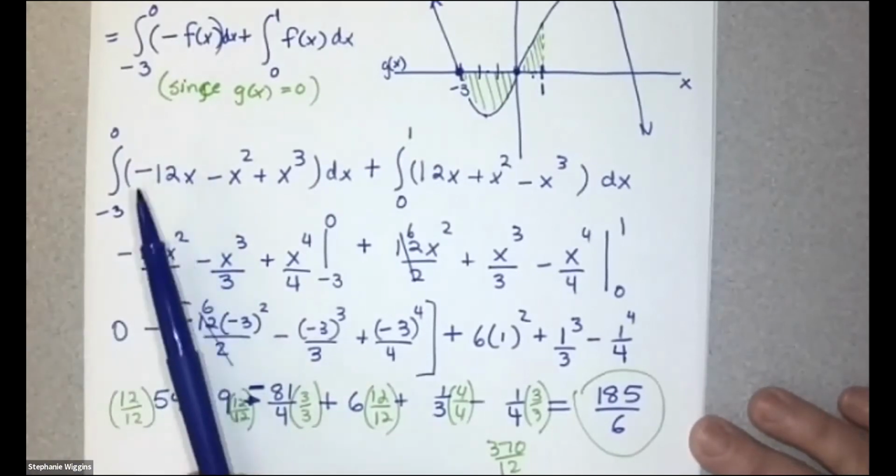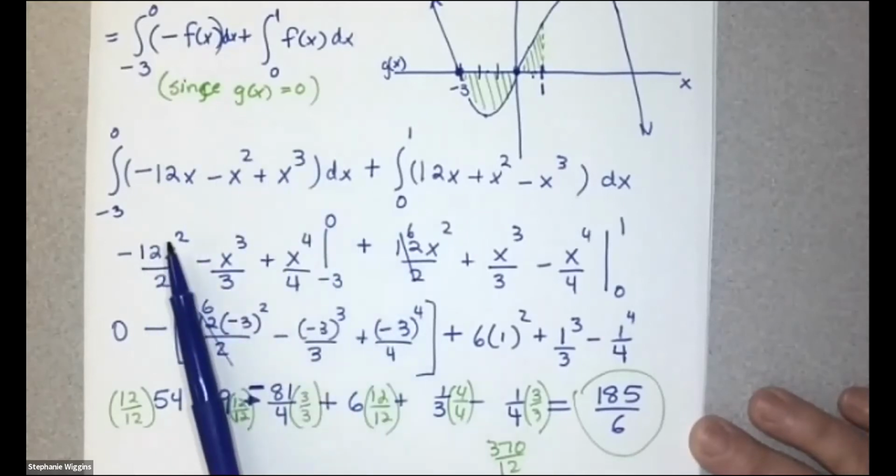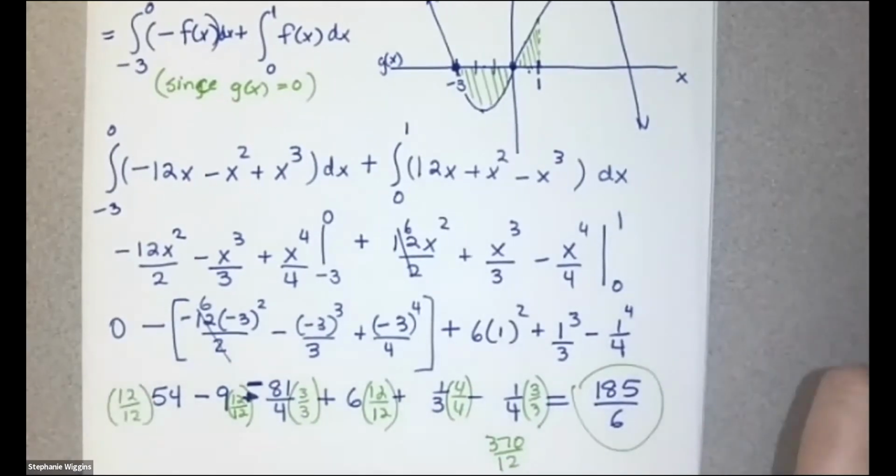You just add 1 to your exponent and divide by your new exponent. So here the exponents are 1, 2, 3. We get 2, 3, 4. Divide by 2, 3, 4. Okay? And that's how you do it. Any questions on that? All right.